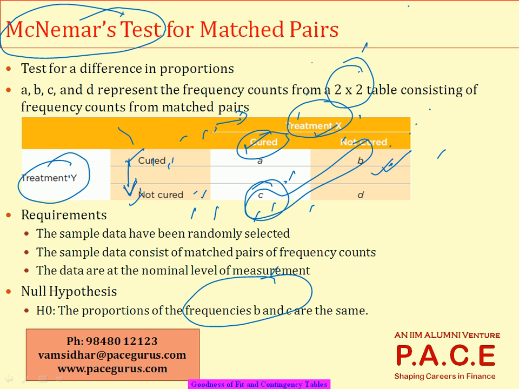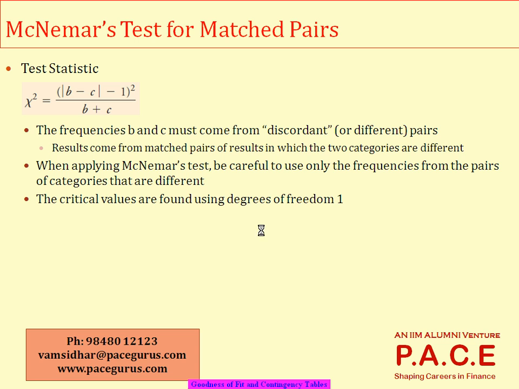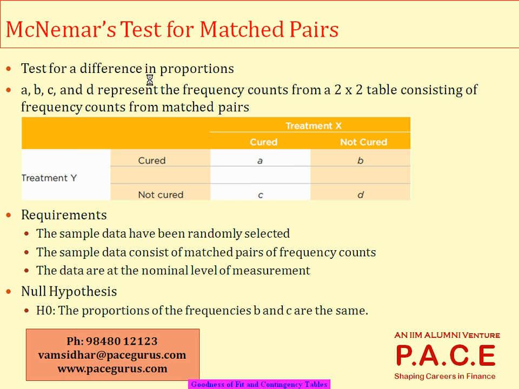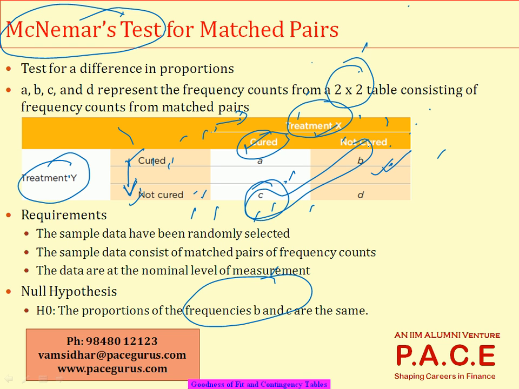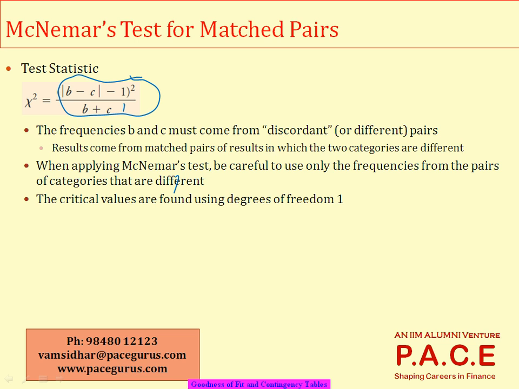A few things need to be done for this particular test. This is also a chi-square test which goes with this particular kind of statistic: the modulus of B minus C, minus 1, whole squared, divided by B plus C. B minus C is the number of people who have been cured by one and not by the other, versus cured by the second one but not by the first. Because there is a modulus, it hardly matters what you take as B and what you take as C. This is what will follow a chi-square distribution.